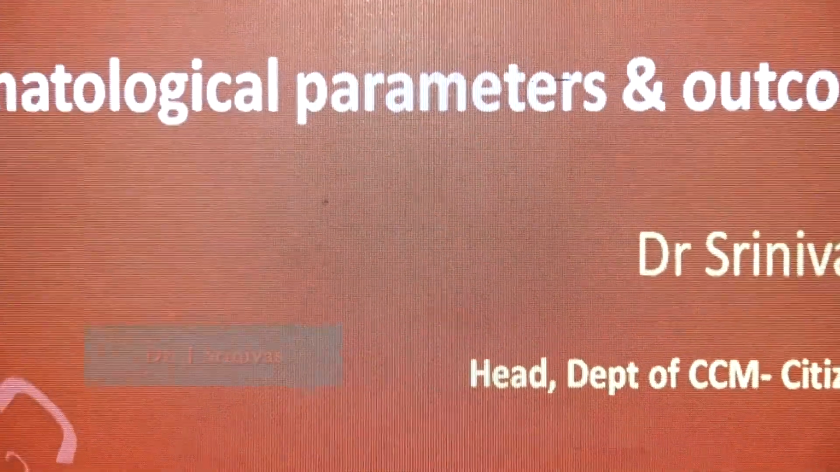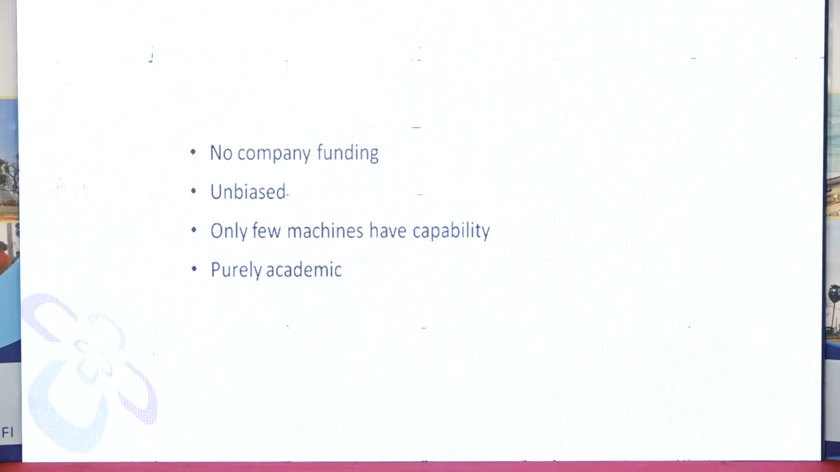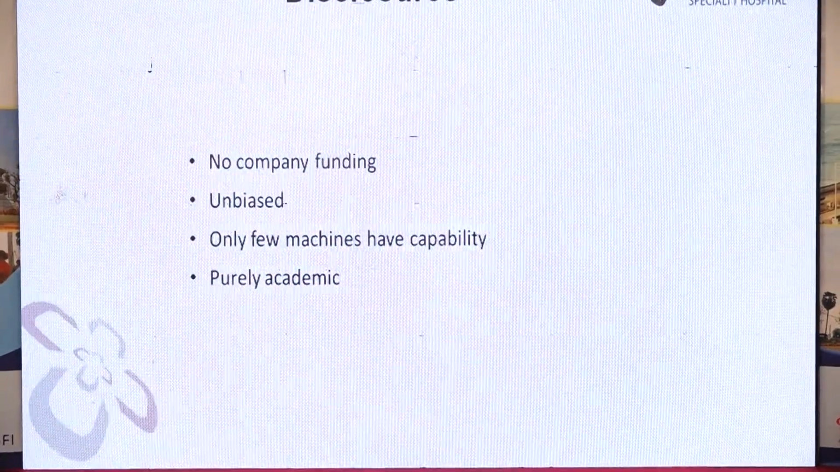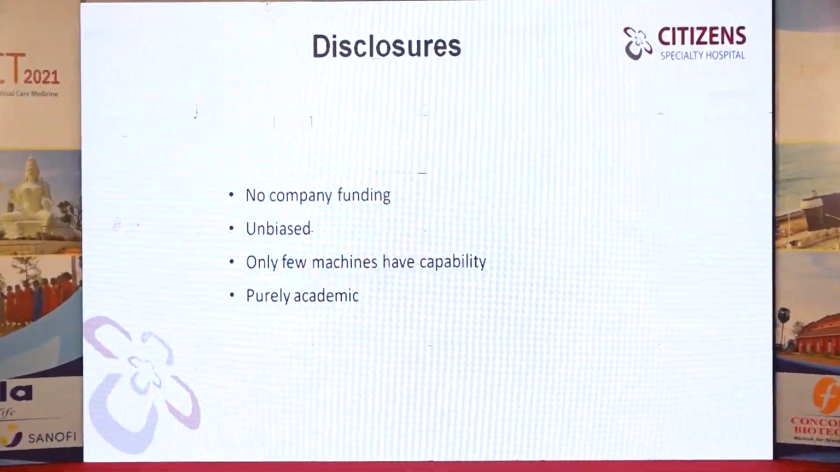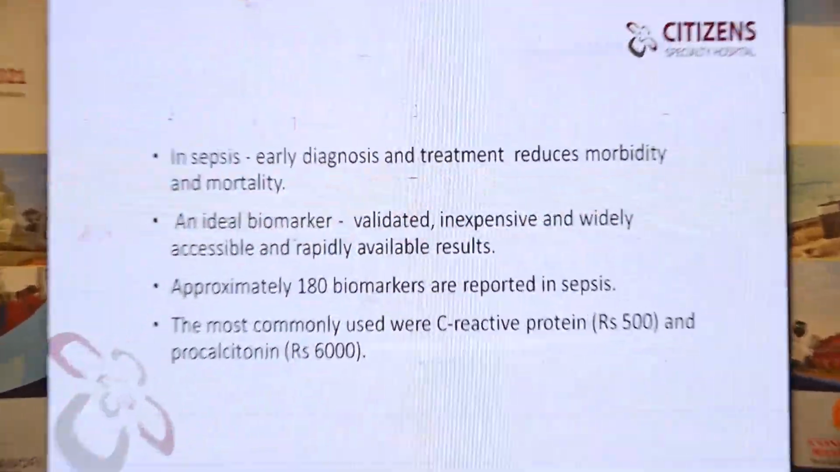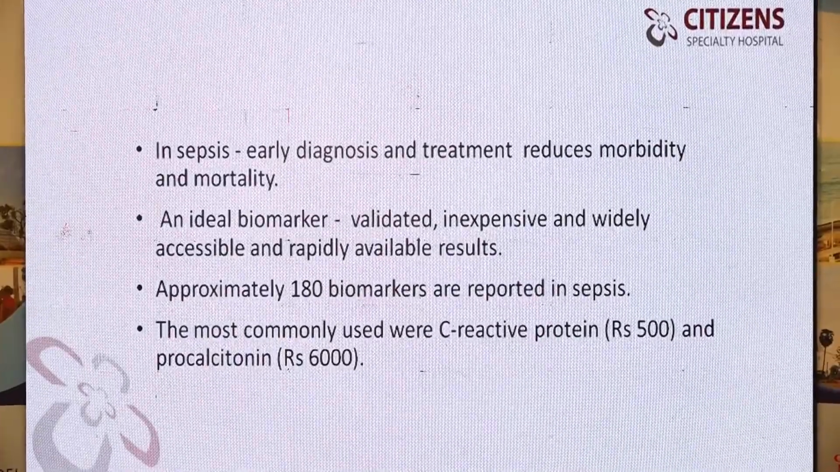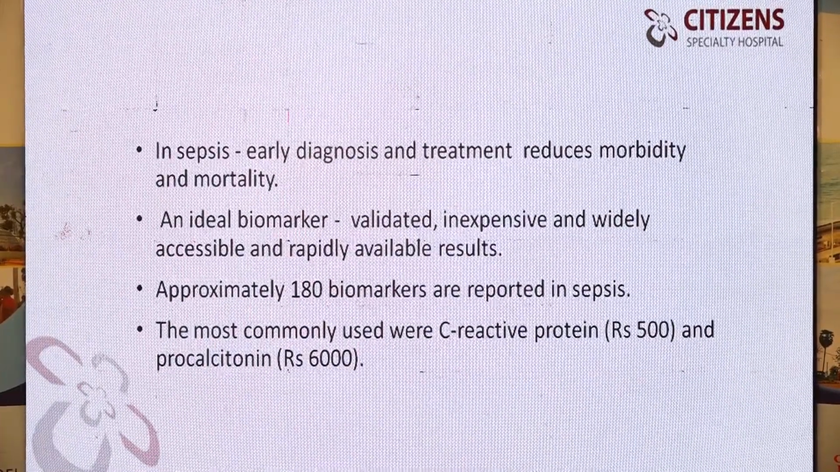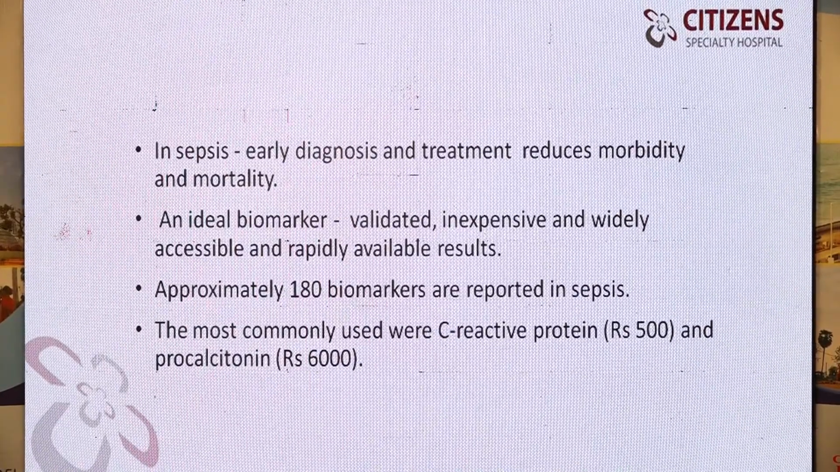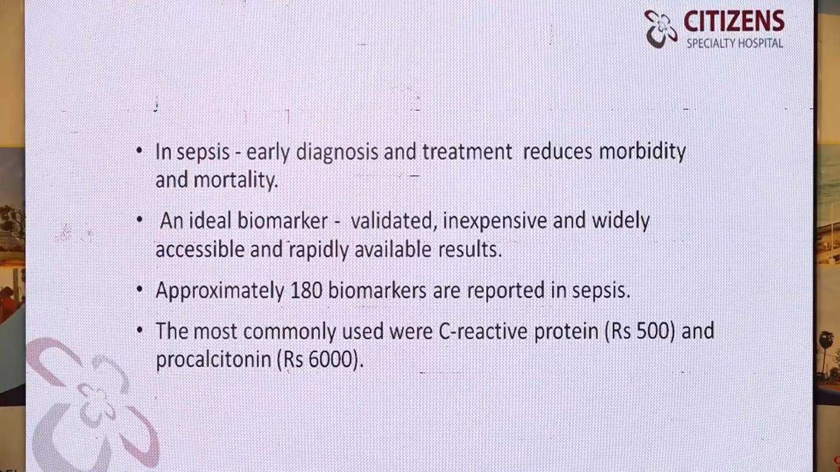And today's topic is on hematological parameters and outcomes in sepsis. Basically, there is no company funding; it's an unbiased talk because this capability is present only for a few machines, and it's purely academic. In sepsis, early diagnosis and treatment reduces mortality. The ideal biomarker has to be validated, inexpensive, widely accessible, with rapidly available results. We have approximately 118 biomarkers in sepsis, but most commonly we use CRP, which costs approximately 500 in my hospital, and procalcitonin is 6,000 rupees in my hospital.